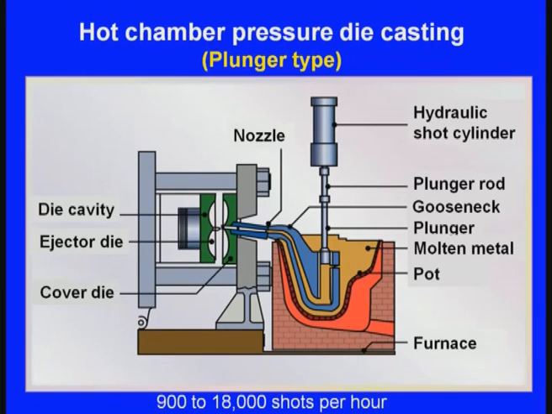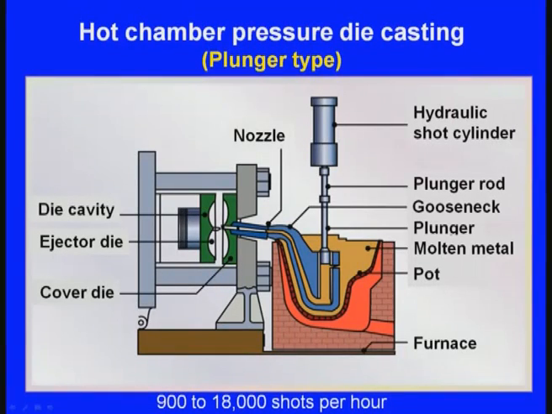Then what will happen? The movable die will move to the left side, then the casting will be ejected. Again it will be closing, the same thing, again the molten metal will be entering into this cylindrical chamber. Again the plunger will be coming down, and the molten metal will be injected into the cavity of the dies. So, this process keeps on going.